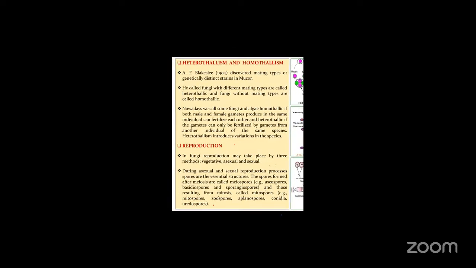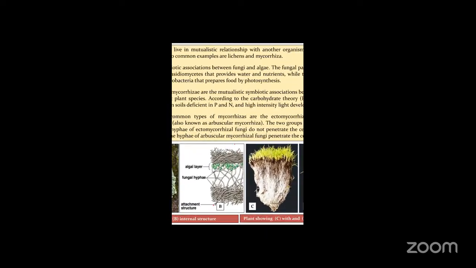So coming to another character here. Sir, heterothallism, and can you show the last slide once? So here this one is the... And Sir, please don't zoom. Okay. So here there are the different lichens, and here there are the ectomycorrhizae and endomycorrhizae. Here we can see the diagram.